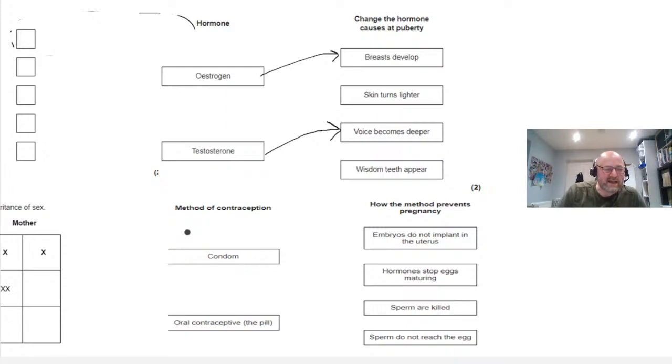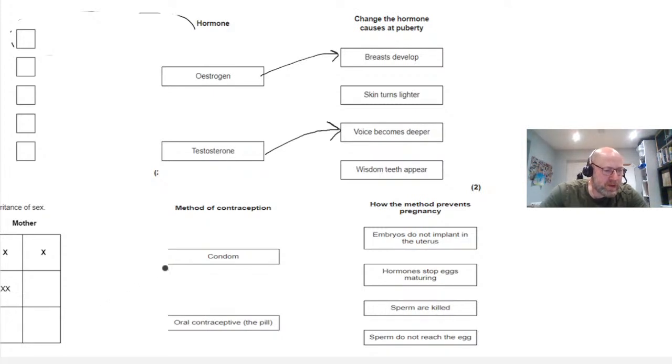So the secondary sex characteristics are genital hair, so hair on your private parts, hair on the armpits, for both boys and girls. For boys, the voice becomes deeper and the shoulders widen. And for girls, the breasts develop and the hips widen.